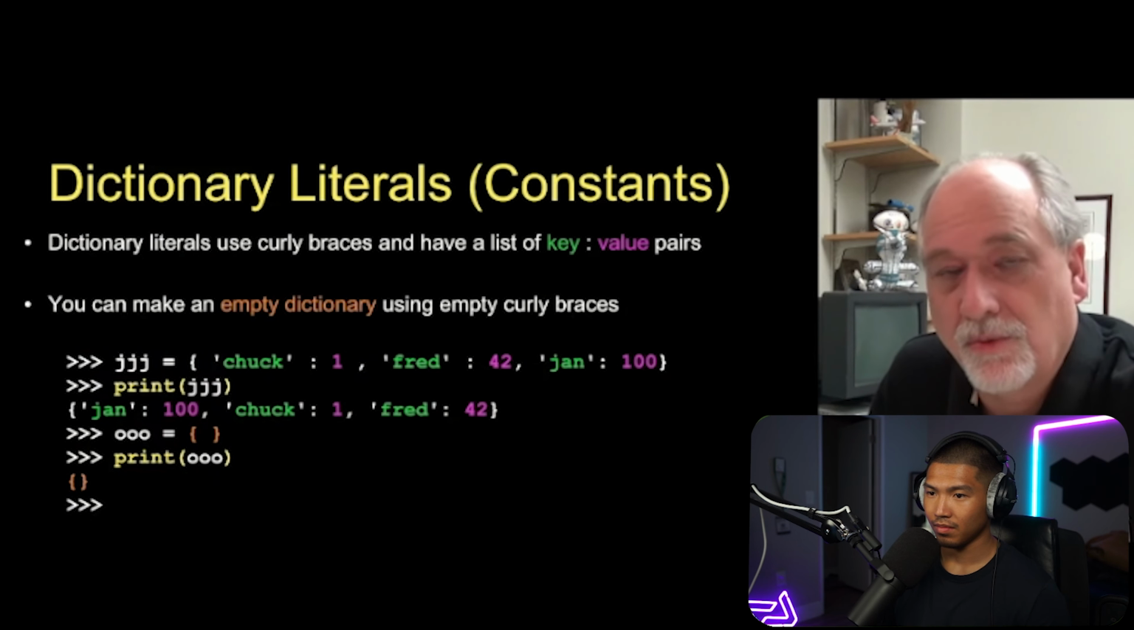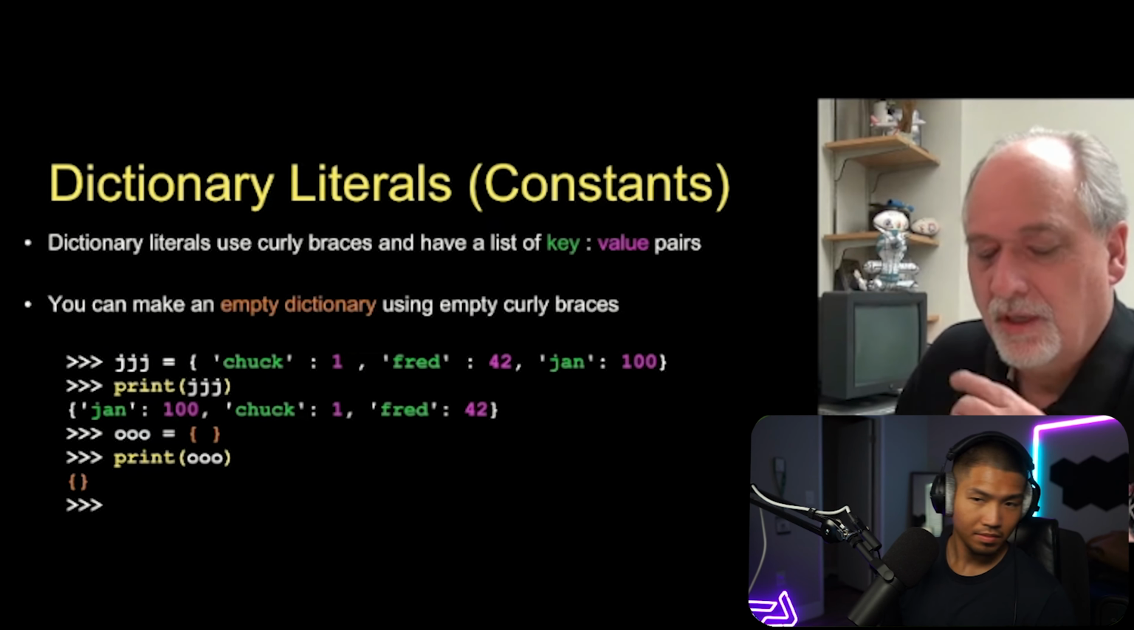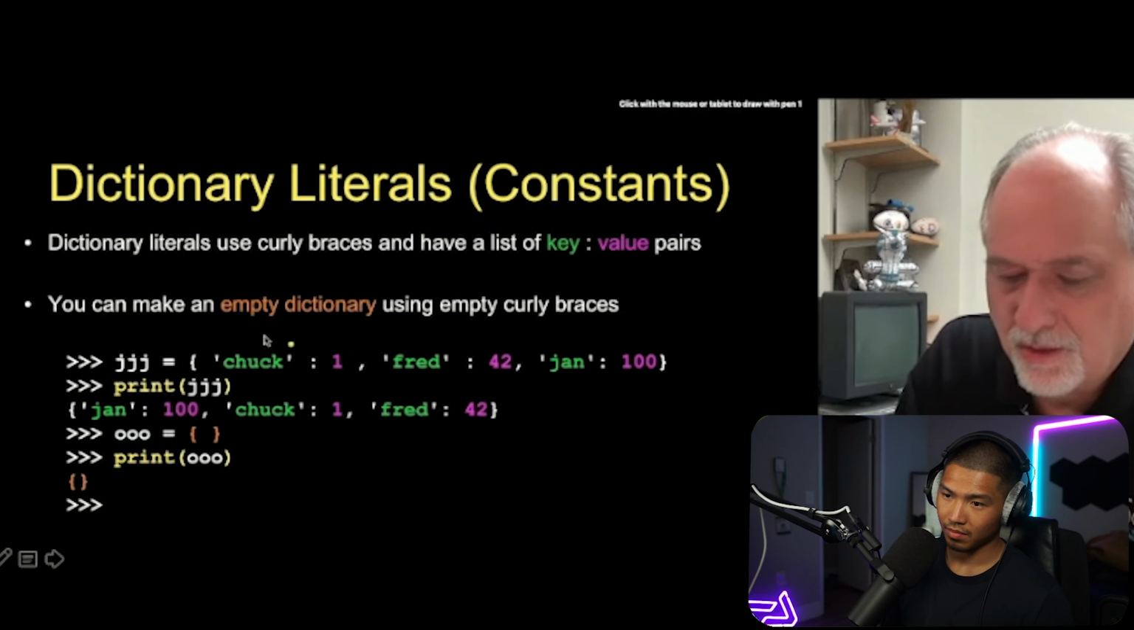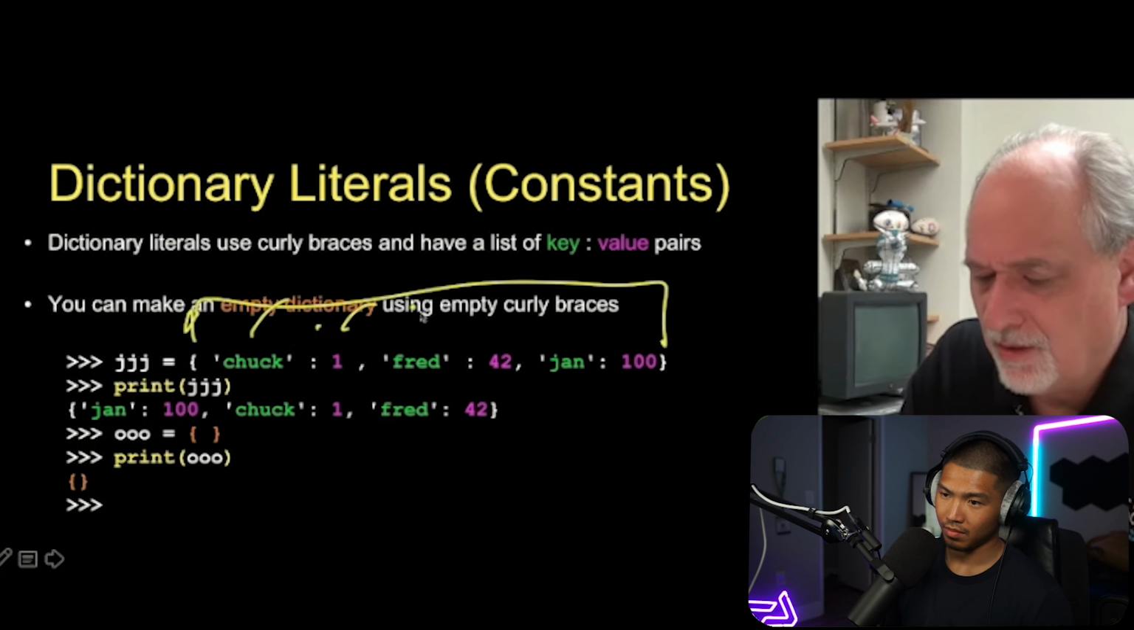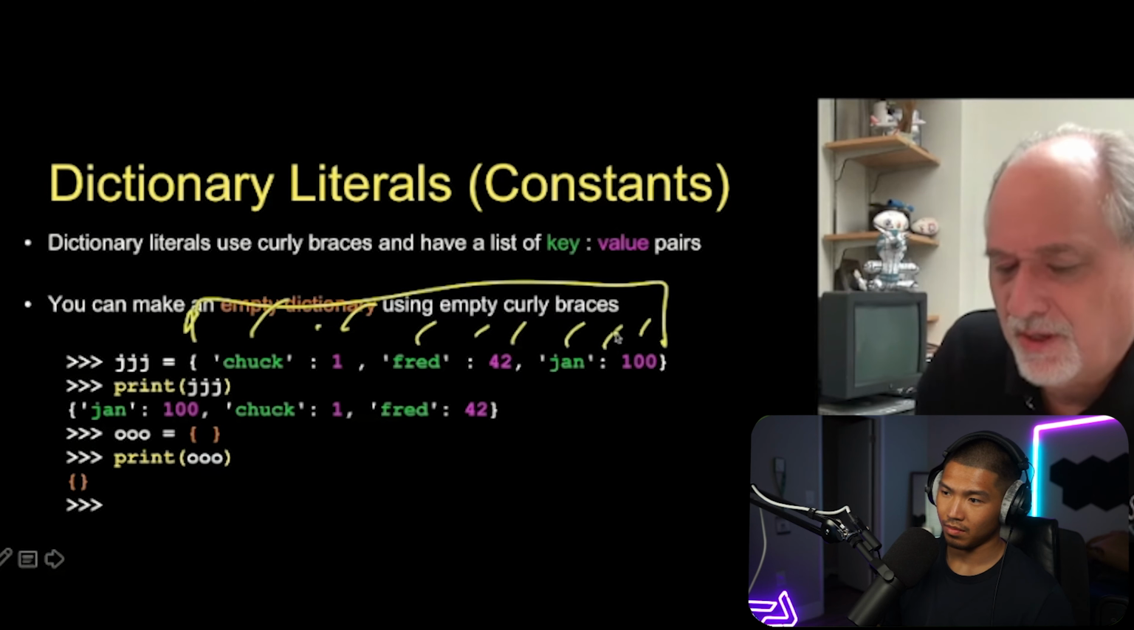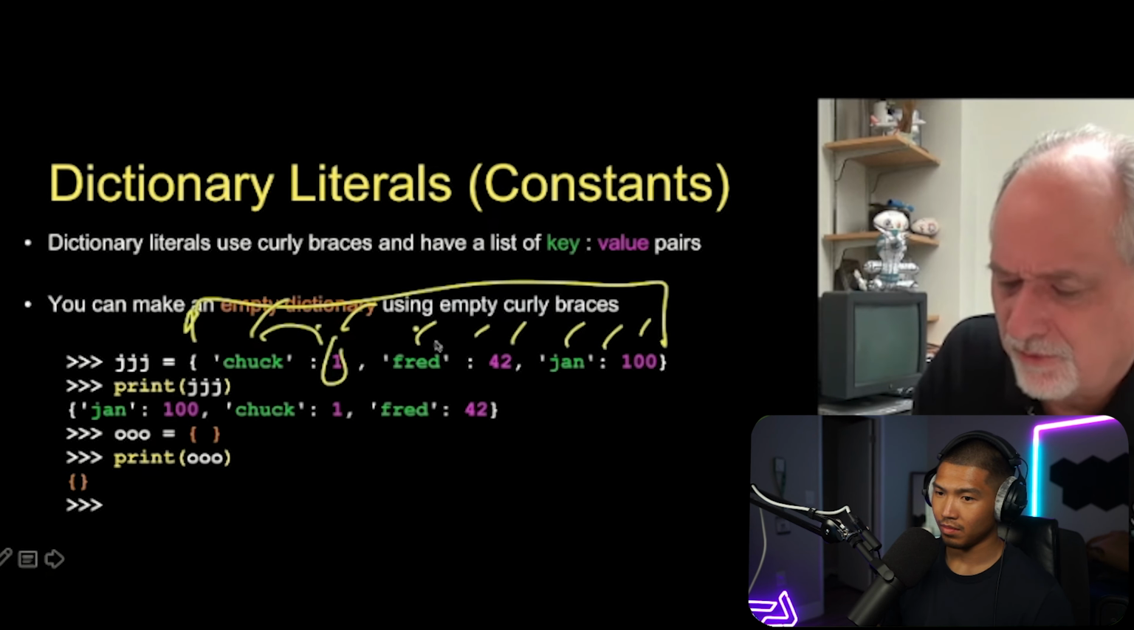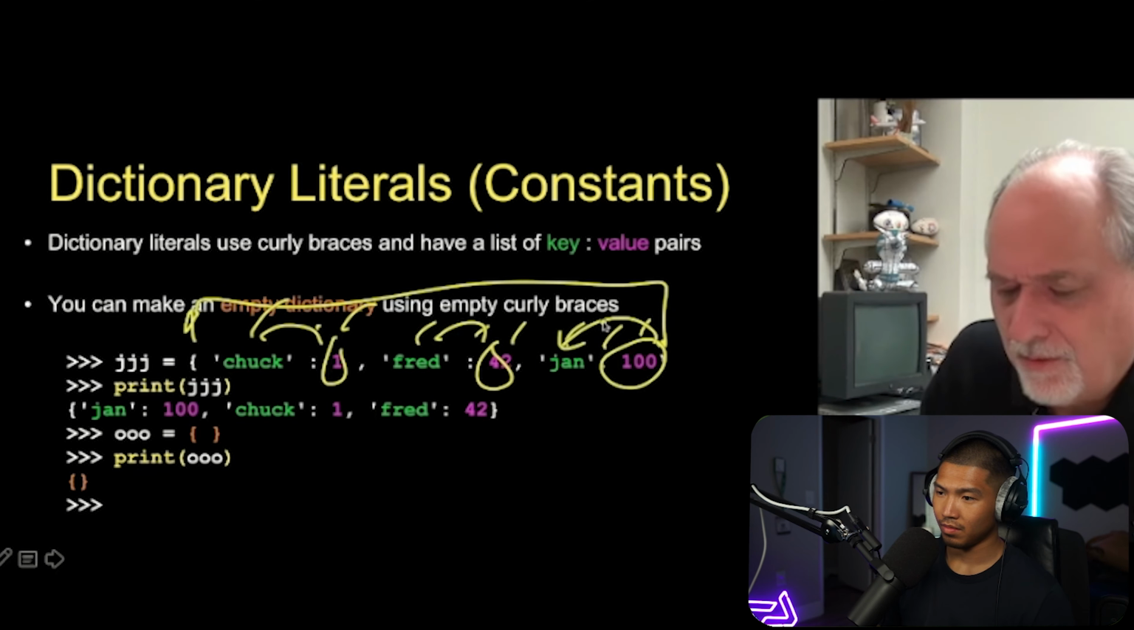So just like lists, we have dictionary literals. And what's nice about dictionary literals is that they use the exact same syntax as the printout. It starts with a curly brace, ends with a curly brace, and then has a series of key, colon, value, key, colon, value. And this is sort of the associative array bit. We are associating 1 with the key Chuck. We are associating 42 with key Fred. We're associating Jan and 100. Then we print it out, and it looks exactly the same.